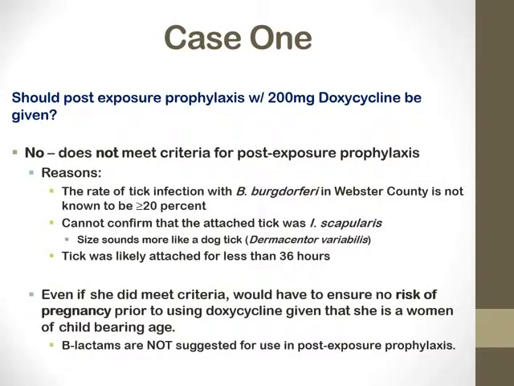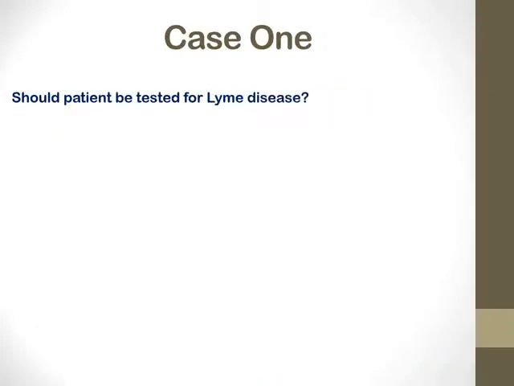Furthermore, if the patient did meet criteria for post-exposure prophylaxis, being a 32-year-old woman, you'd want to make sure that her pregnancy test was negative. Remember that the beta-lactams, while being valid alternatives for treatment of Lyme disease and erythema migrans, are not useful for post-exposure prophylaxis.